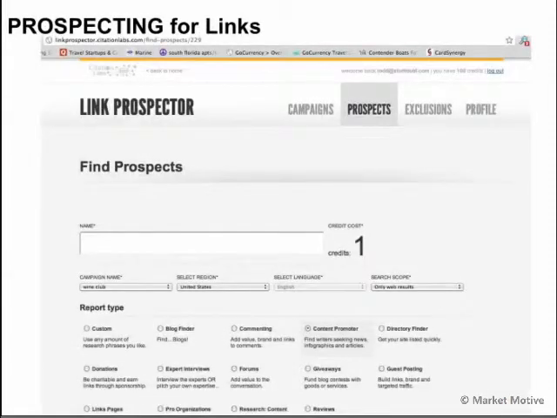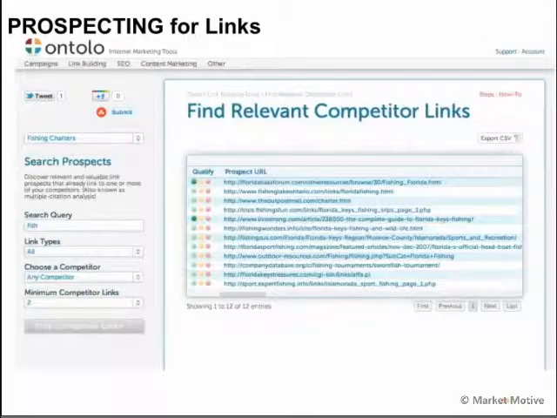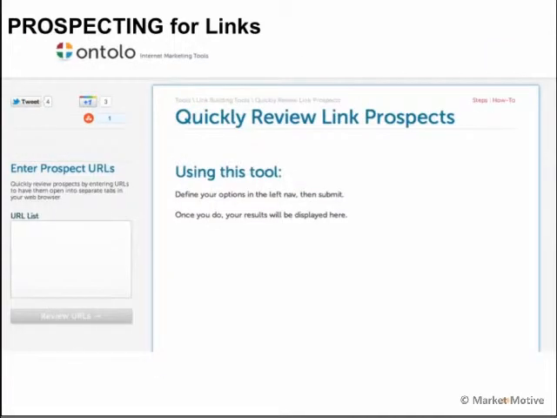One of the paid tools that has a couple free options here is Link Prospector from Citation Labs and Garrett French. Really, really nice tool here, worth checking out. Won't go too deep into that one. Ontolo is another one, another paid tool with a couple of free tool options worth checking out. You can find relevant competitor links. You can search for prospects. You build a database. You qualify those links if they may be good, bad, or other. You can quickly review link prospects.